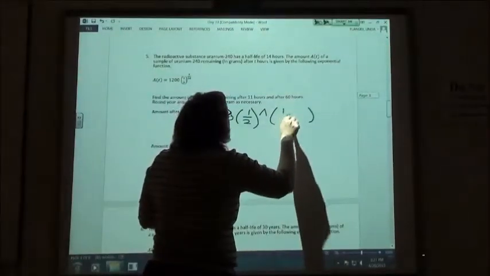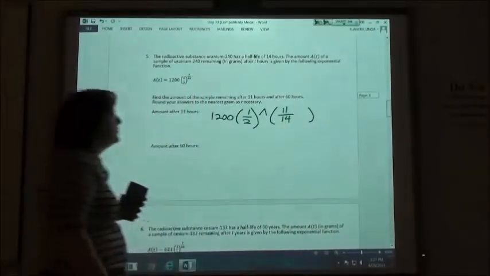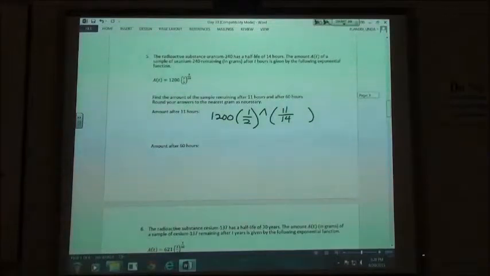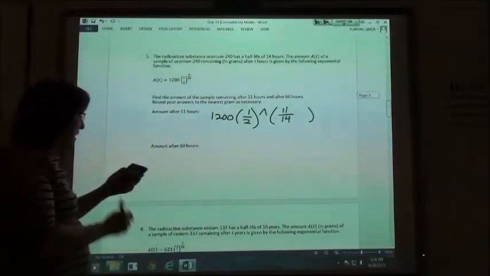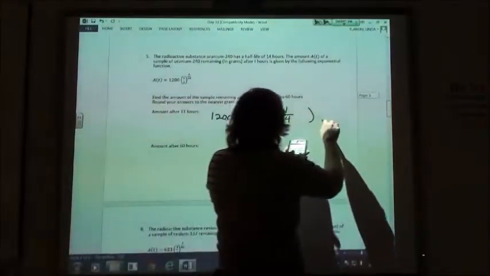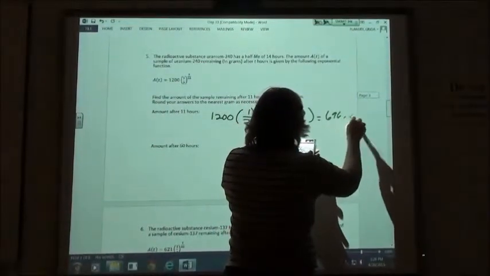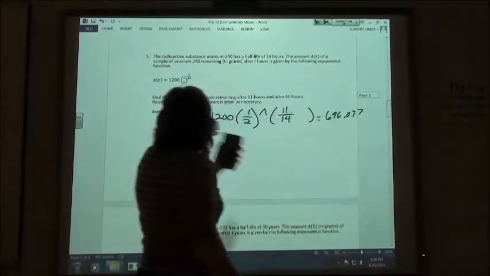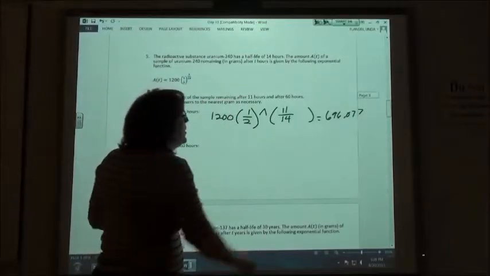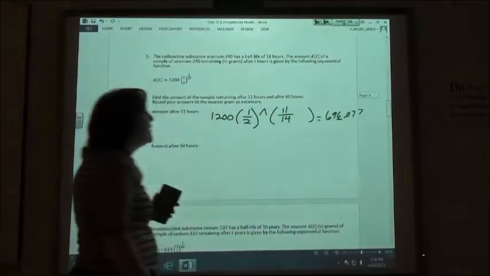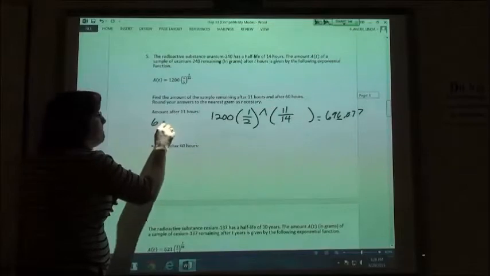I'm going to do 1,200 parentheses 1/2, close my parentheses, and then I'm going to use my caret key. Here I'm going to have a fraction, so I'm going to put the fraction in parentheses or it won't come out correctly. The T is 11, so I'm going to do 11/14. 1,200 parentheses 1/2 caret in parentheses 11/14ths. Close my parentheses. I get 696.077. I want to round to the nearest gram, so I'm going to round it off here to 696.